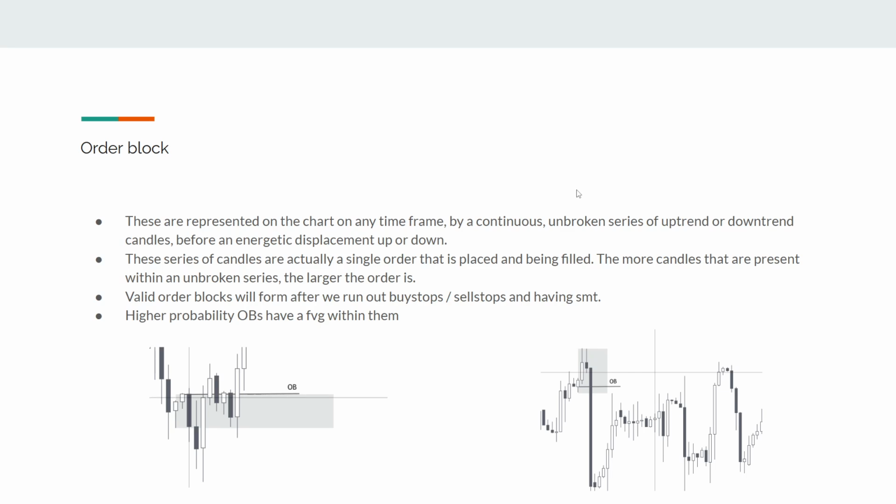Order block. These are represented on the chart on any time frame by a continuous unbroken series of uptrend or downtrend candles before an energetic displacement up or down. These series of candles are actually a single order that is placed and being filled. The more candles that are present within an unbroken series, the larger the order is. Valid order blocks will form after we run out buy stops/sell stops and having a SMT. Higher probability order blocks have a fair value gap within them.